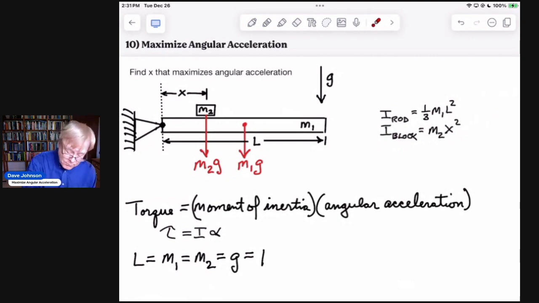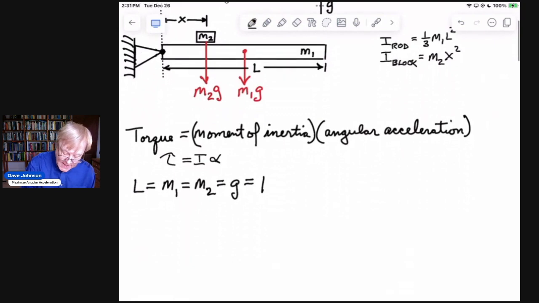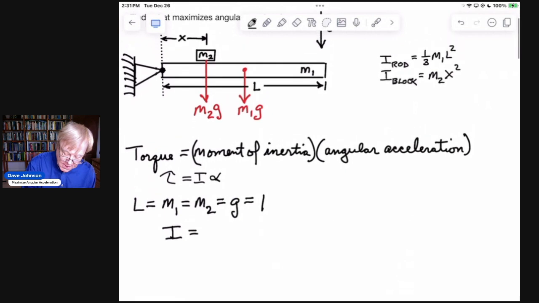Okay, so the total moment of inertia, and let me write that here. So I, and that's going to be the total moment of inertia. It's the moment of inertia of the rod, so 1/3 m1 L squared, plus the moment of inertia of the block, which is m2 x squared.